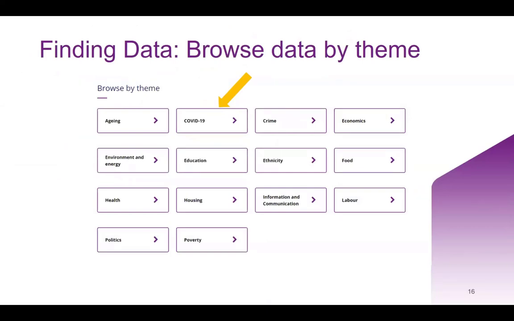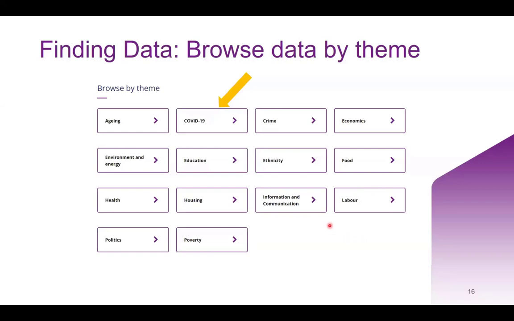Okay, so now let's do an example. As an example, we can now have a further look at browsing data by theme. The theme section will be particularly helpful if you know the topic you want to research, but are not sure where to start with finding useful data sets.